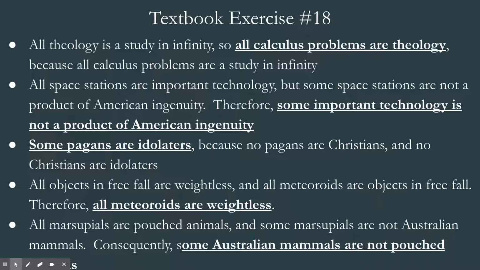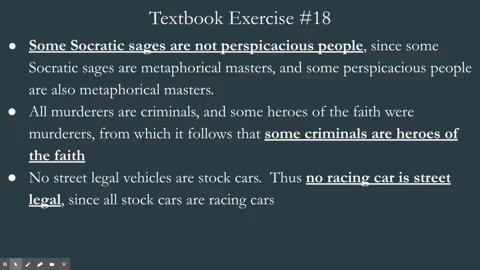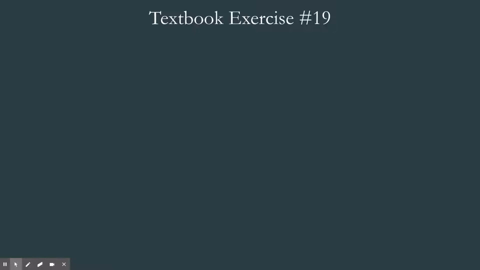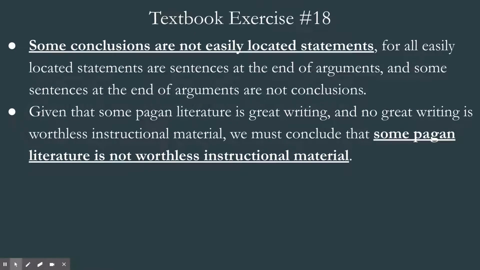So for all of these, so is a conclusion word, therefore is a conclusion word. Number 3, because is a premise word, so some pagans is our conclusion. Therefore is a conclusion word. Consequently is a conclusion word. 6, 7, and 8. There's no conclusion word for 6, but since is a premise word, so some Socratic sages are our conclusion. From which it follows that. Now that's not a normal conclusion word, but from which it follows, that's a pretty good indicator that that is a conclusion. For number 8, thus is a conclusion word, so no racing car is street legal. For number 9, no conclusion word, but for is a premise word, so the first statement is our conclusion.